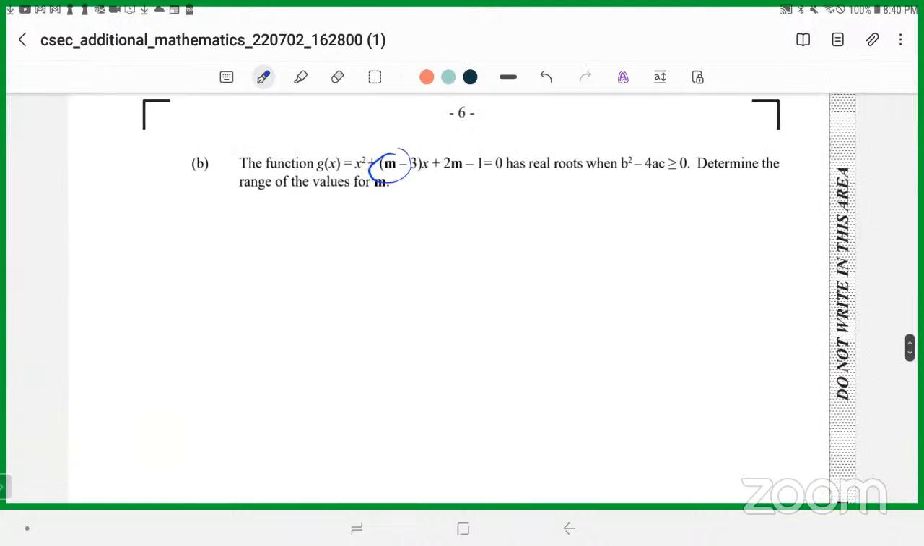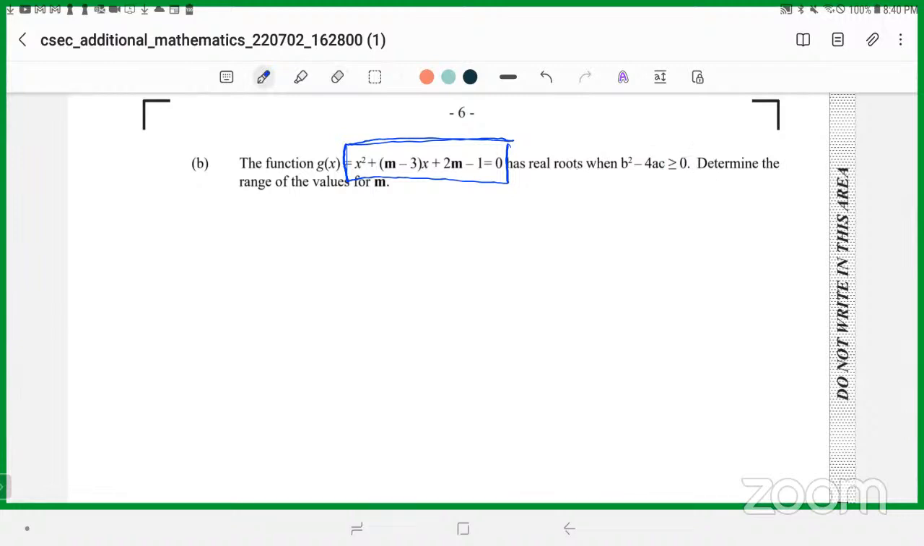The m business, and they give the equation. But this time they say function g of x is this. They put equal 0 again, but this really is the equation. And they say it has real roots when b squared minus 4ac is greater than 0. Why is that? Real roots mean that it can be real and equal or real and different. So when the equation has real roots, then the discriminant is greater than or equal to 0, taking both into consideration.